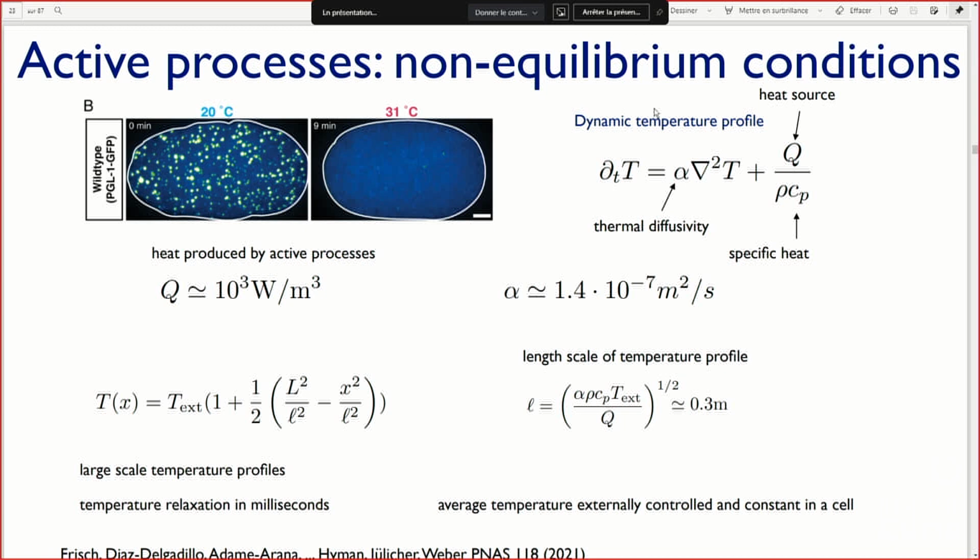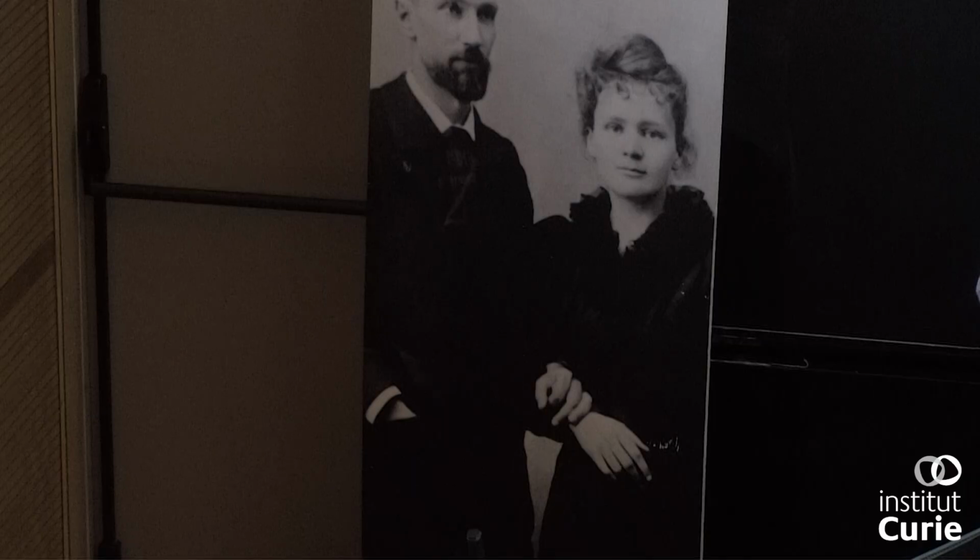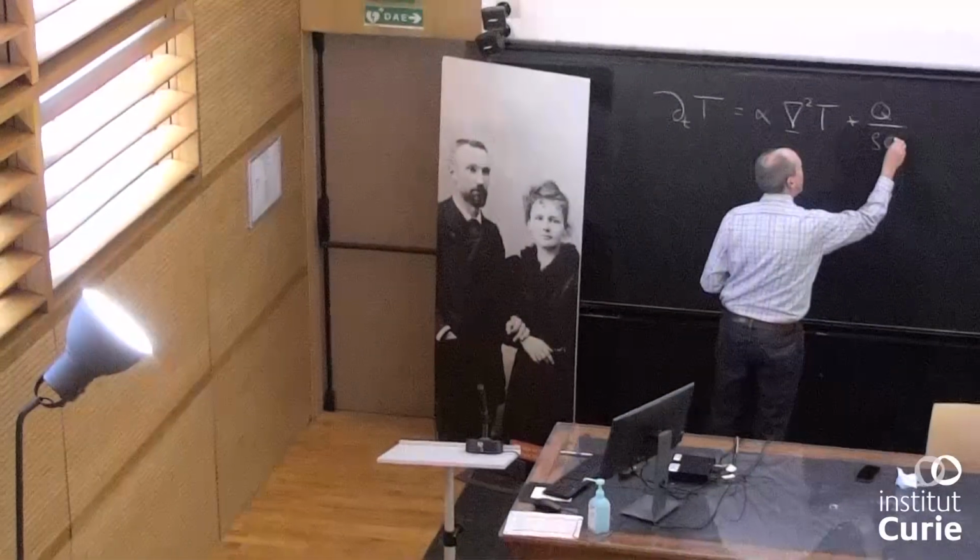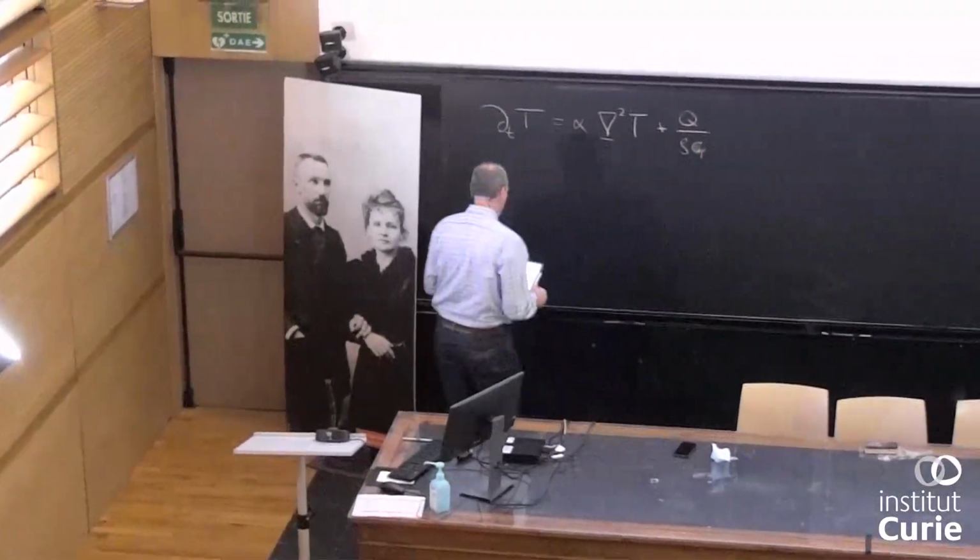To discuss that, let me look at a simple-minded estimation. I'm starting from the equation for the temperature dynamics. It's a diffusion equation with a source. Q is the heat generated per unit time. Rho is the mass density. Sorry, this is the C. And Cp is the specific heat at constant pressure.